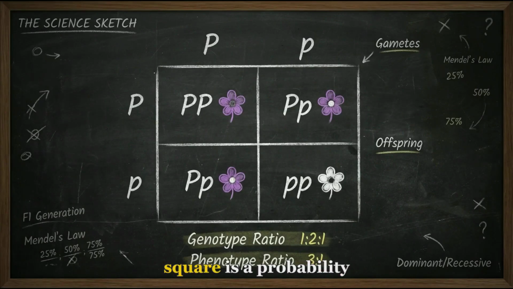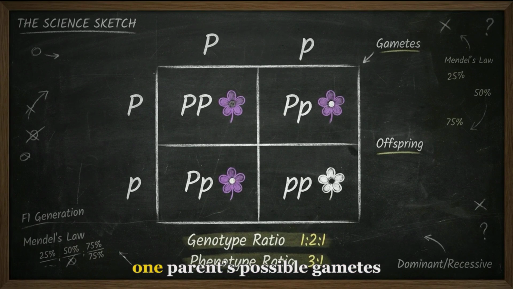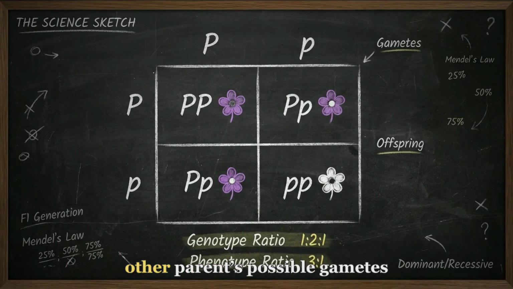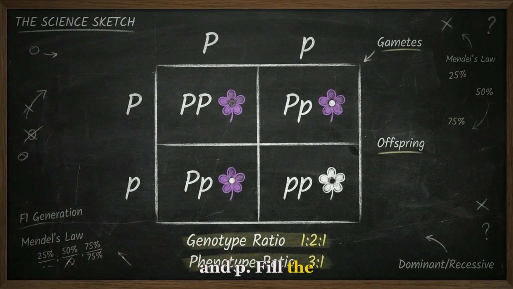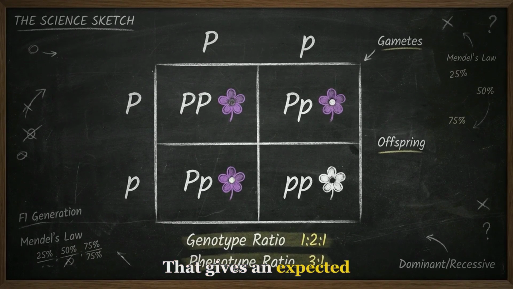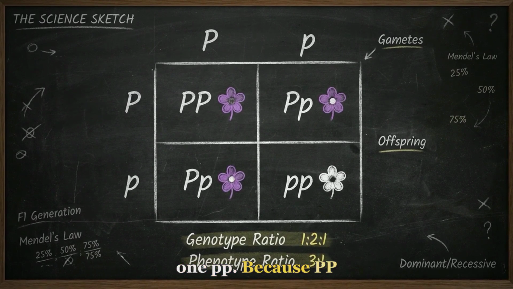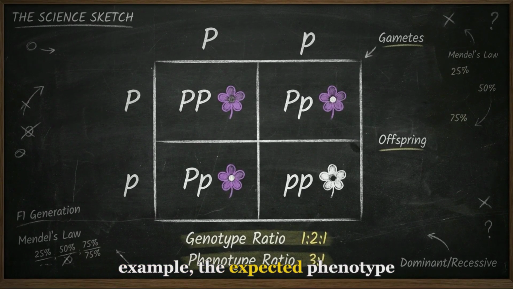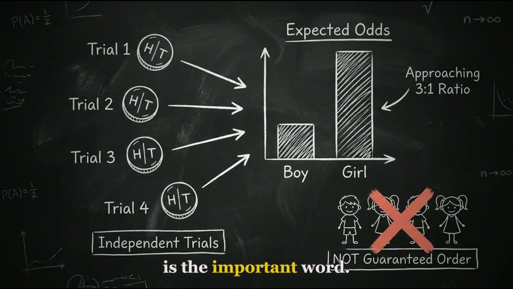A Punnett square is a probability tool that tracks those possible gamete combinations. Put one parent's possible gametes across the top, P and p. Put the other parent's possible gametes down the side, P and p. Fill the boxes. You get PP, Pp, Pp, and pp. That gives an expected genotype ratio of 1 PP, 2 Pp, and 1 pp. Because PP and Pp are both purple in this complete dominance example, the expected phenotype ratio is 3 purple to 1 white. Expected is the important word.